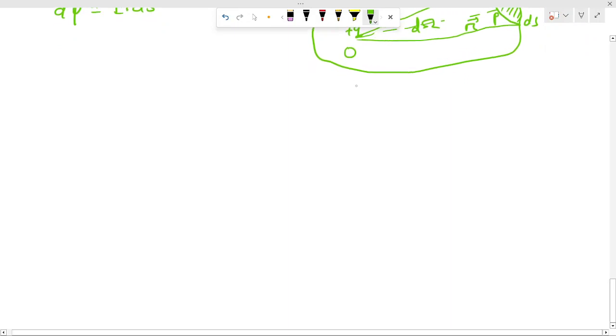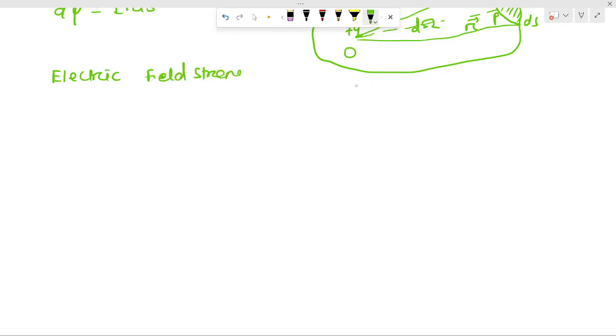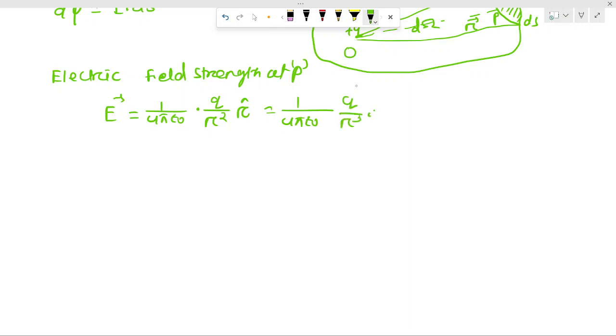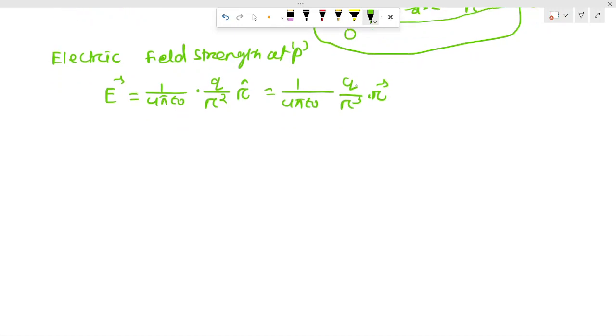But the electric field strength at point P, I can write as E vector is equal to 1 upon 4 pi epsilon naught, as your permittivity of free space is epsilon naught, into Q upon R square and the direction R cap. I can also write it as 1 upon 4 pi epsilon naught Q upon R cube into your R vector. Isn't it? Yes.